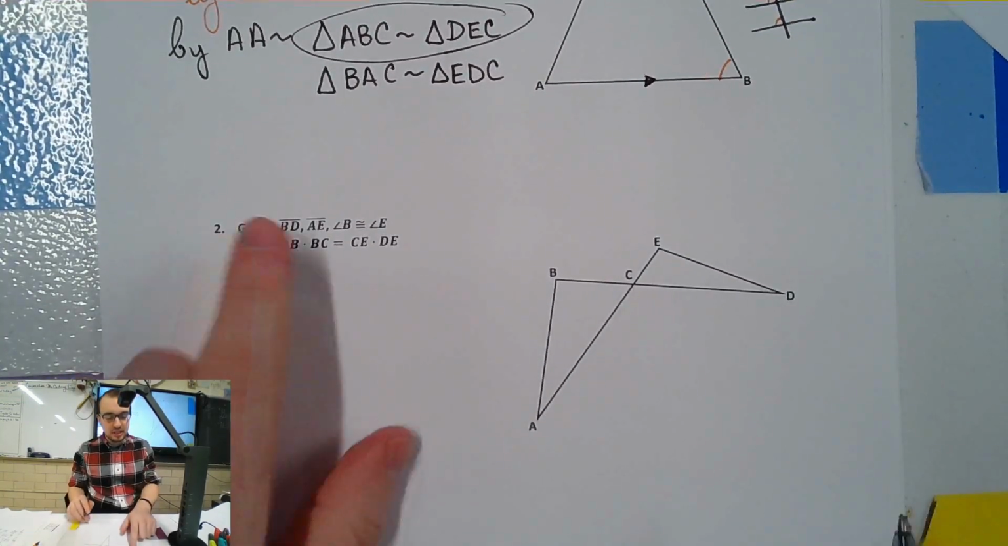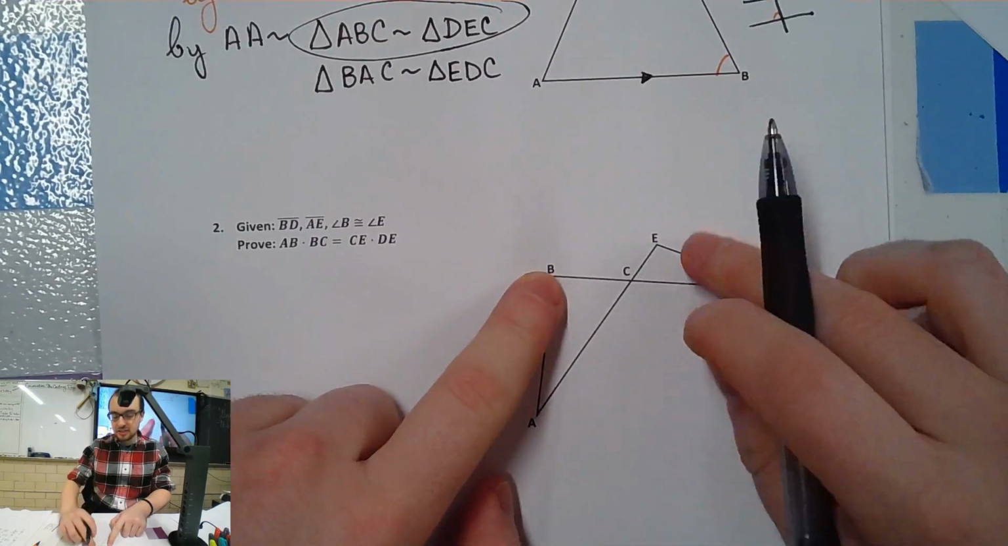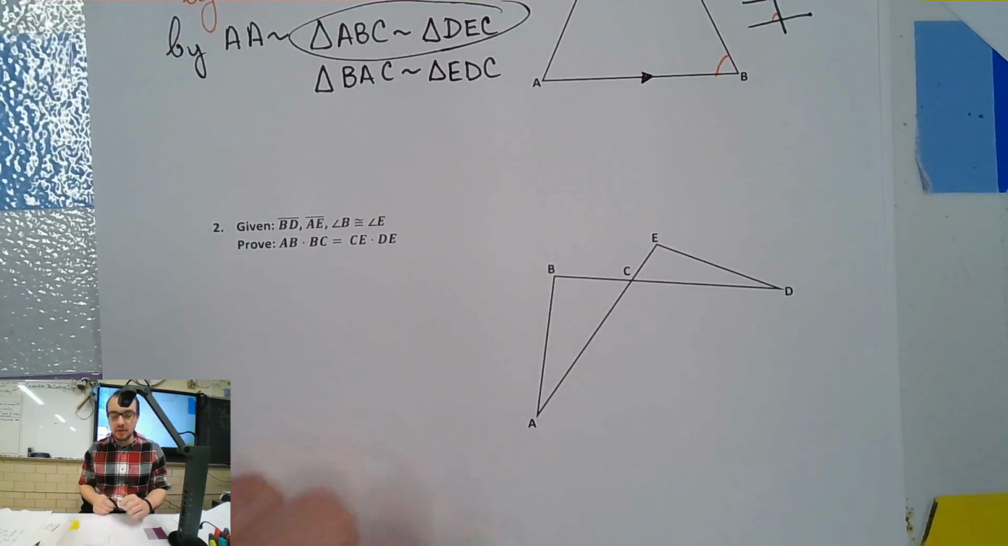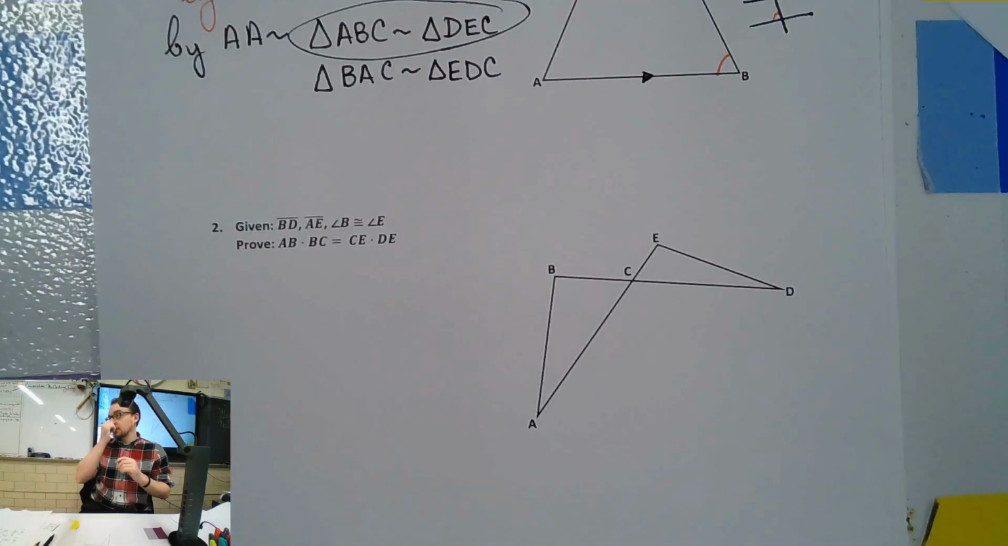Okie dokie. BD and AE are line segments, is what it's saying. So there's no break here. This doesn't bend down or anything. There's no slight bend. We know that B and E are the same angle. Do you have a question or do you have something to tell me about?